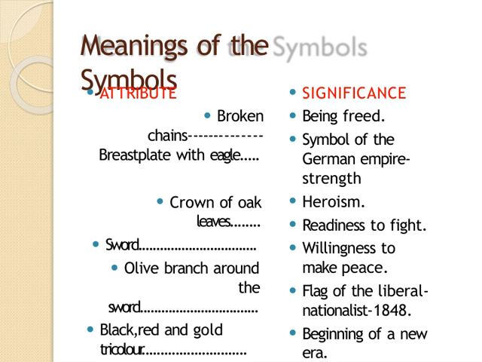The sword stands for readiness to fight, a symbol of defense and willingness to stand up for one's country. Surrounding the sword with an olive branch indicates a willingness to make peace, emphasizing diplomacy and reconciliation. Now, the black, red, and gold tricolour represents the flag of the liberal nationalist movement of 1848. It marks the beginning of a new era, symbolizing hope, unity, and the pursuit of freedom.